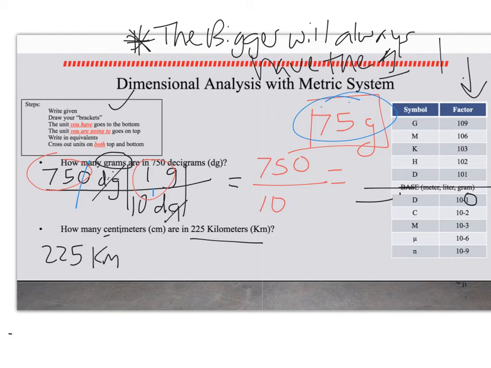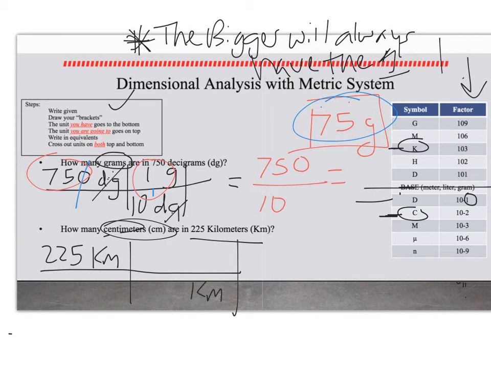And I need to figure out how many centimeters are in 225 kilometers. So I'm converting from a kilometer all the way down to a centimeter. So this C. I'm going from this K to that little C down there. So again, I draw my bracket system. The unit that I have goes down to the bottom. The unit that I'm going to goes on the top. Again, that's an error. It should be a little c, so make sure you put little c with an M.